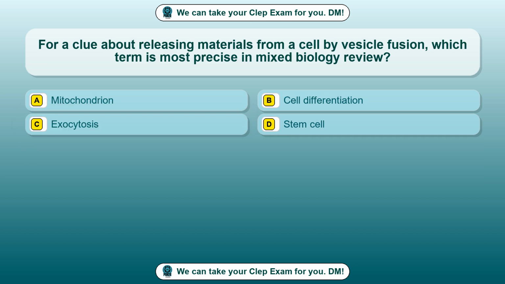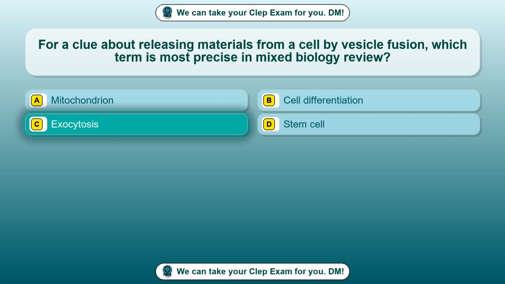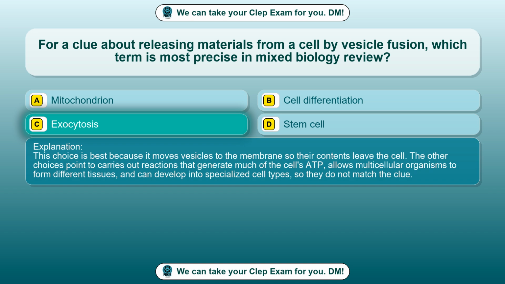Question 42. For a clue about releasing materials from a cell by vesicle fusion, which term is most precise in mixed biology review? Option A, mitochondrion. Option B, cell differentiation. Option C, exocytosis. Option D, stem cell. The correct answer is option C, exocytosis. This choice is best because it moves vesicles to the membrane so their contents leave the cell. The other choices point to carries out reactions that generate much of the cell's ADP, allows multicellular organisms to form different tissues, and can develop into specialized cell types, so they do not match the clue.